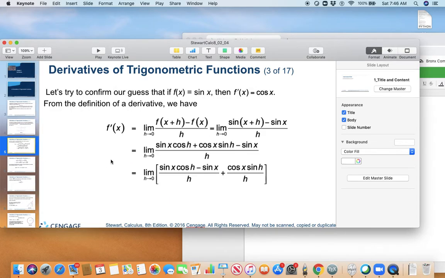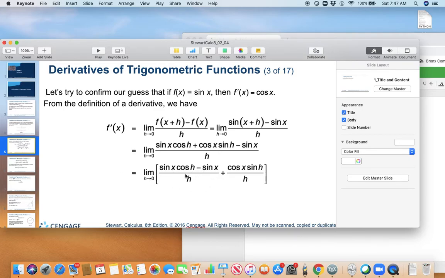Now, let's try to confirm our guess that if the function is sine x, then f prime x is cosine x. We are using the definition of the derivative. f prime x is the limit as h approaches 0 of f(x plus h) minus f(x) over h. f is sine. Now notice you are going to use the sum angle formula for sine: sine x cosine h plus cosine x sine h minus sine x, the whole over h. Now move that sine x with the negative in between, and don't forget to distribute the h. That's what we have done here.